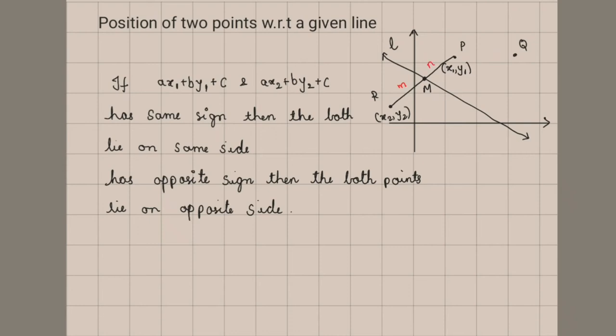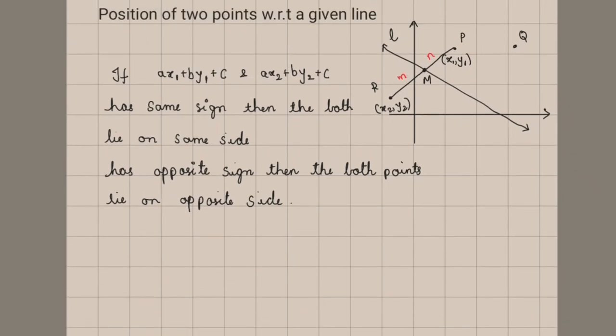Okay, this is obvious because the line, when it is intersected with the line segment PR, we get some point M. This point M must divide PR in some ratio m is to n, and now we will find the ratio m is to n. From the section formula, what we know is this point M is nothing but (mx1 + nx2)/(m + n), comma, (my1 + ny2)/(m + n).